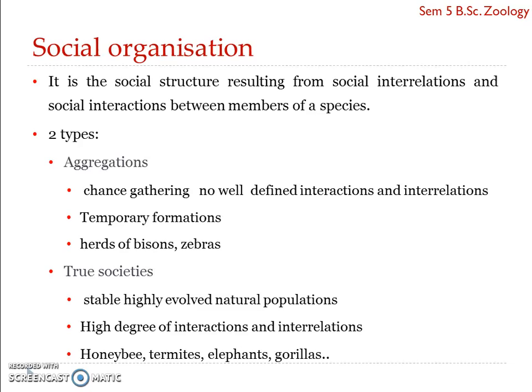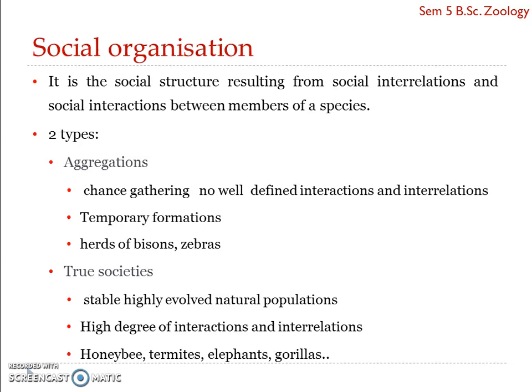So, what is social organization? Social organization is a social structure resulting from social interrelations and social interactions between members of a species. Social interrelation refers to the relationship between members of the same species. This relationship could be between parents and offspring, which is the most common type of social relationship. The maternal behavior of mammals and parental behavior of birds are a few examples.